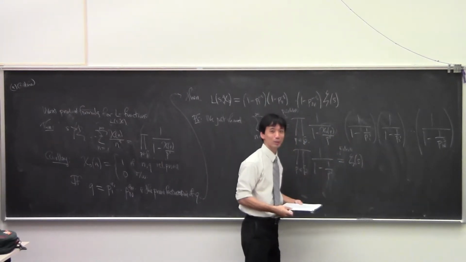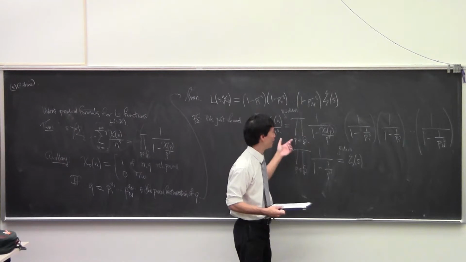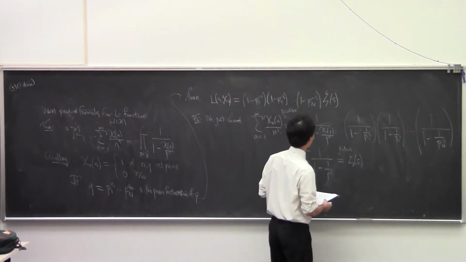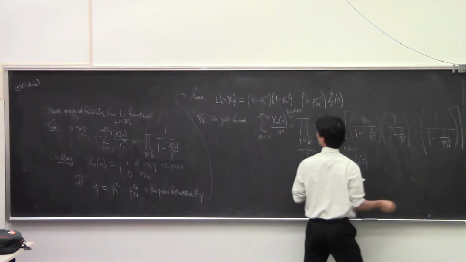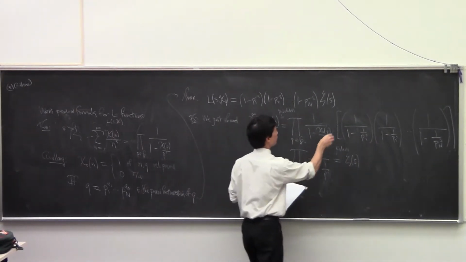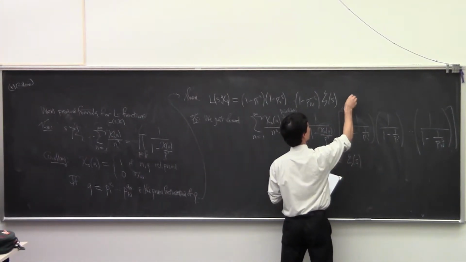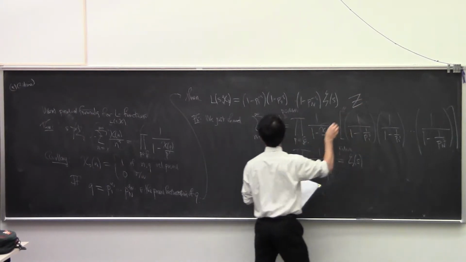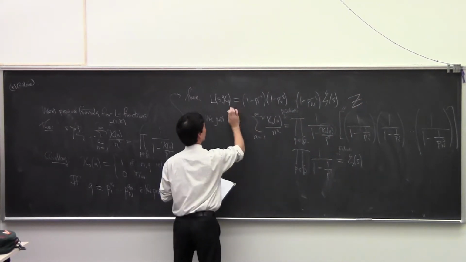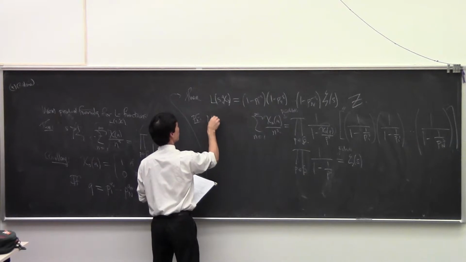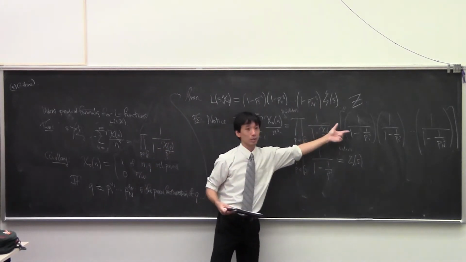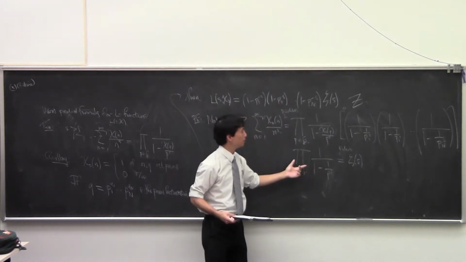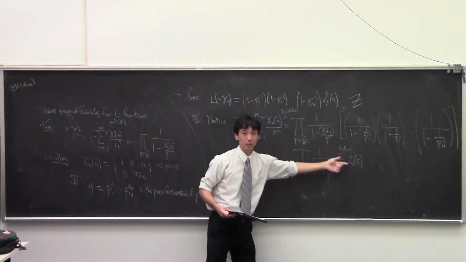Okay. It's extremely bad. I really crossed the line in terms of bad notation, but you see what I mean. I'm going to call this thing Z. So notice Z times this is this times Z, which is the zeta function.